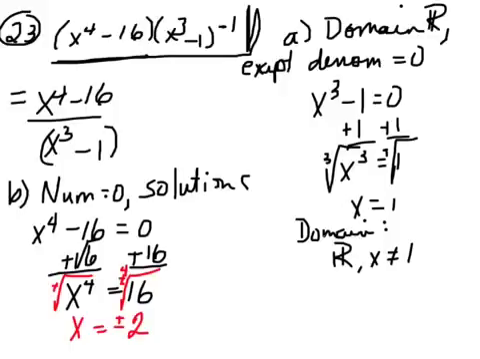So for my solutions, if I listed them, I could just put plus or minus 2. Okay, that would be a fast way to work that one.